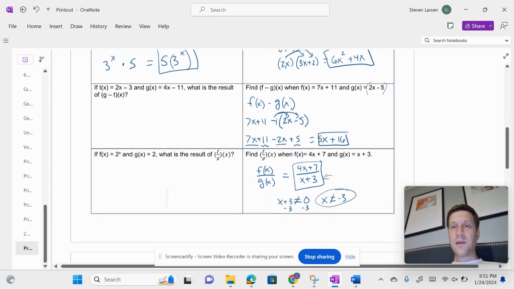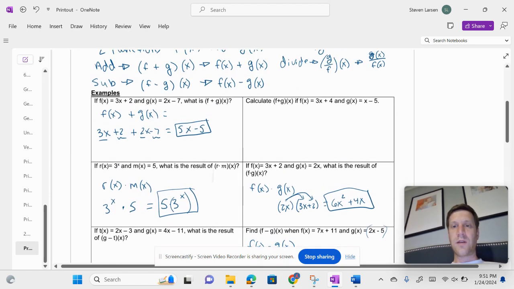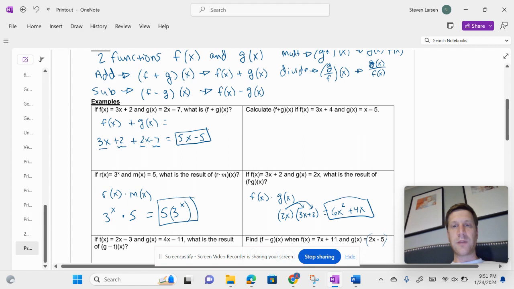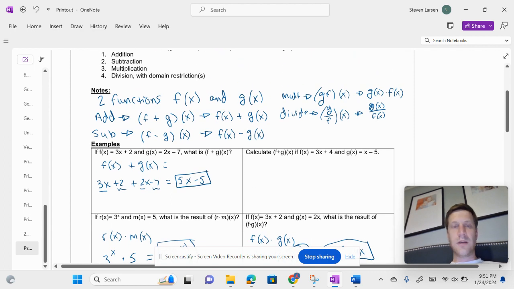So that's not all the problems, but hopefully that gets you started enough to cover any gaps that you might have had just from looking at the key for the notes the other day.